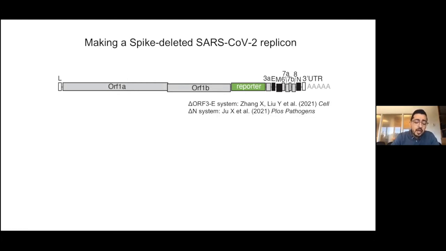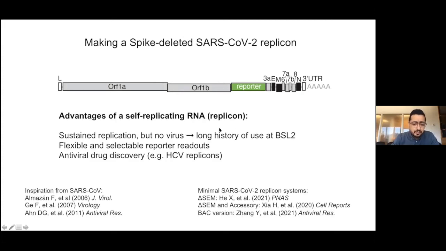Now, one thing to point out here is that there are many ways to achieve this goal. Our spike deficient approach is distinct from very recent versions that either lack the ORF3 and E proteins or that lack the N protein. But in principle, the result is similar. This will be important when we consider potential applications for transcomplementation. More on that later. The key element for a replicon here is removing an essential structural component, thereby ensuring that no infectious variants can be made.